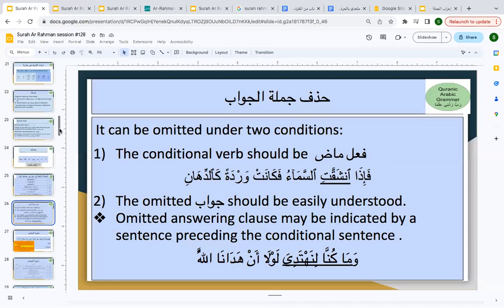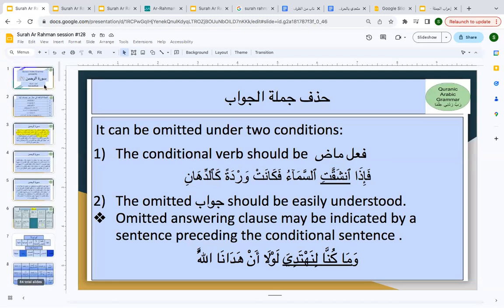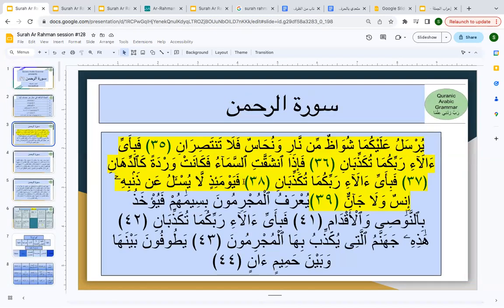Okay, so if you come across some Arab saying that 39 is not jawabu shart for 37, don't be excited about it. Just give yourself a pause and tell yourself, I have seen many times in Quran that jawabu shart may be omitted, and this could be one of the reasons: there is a jumla shartiya which is fail madin, and it is possible that jawabu shart is not there.